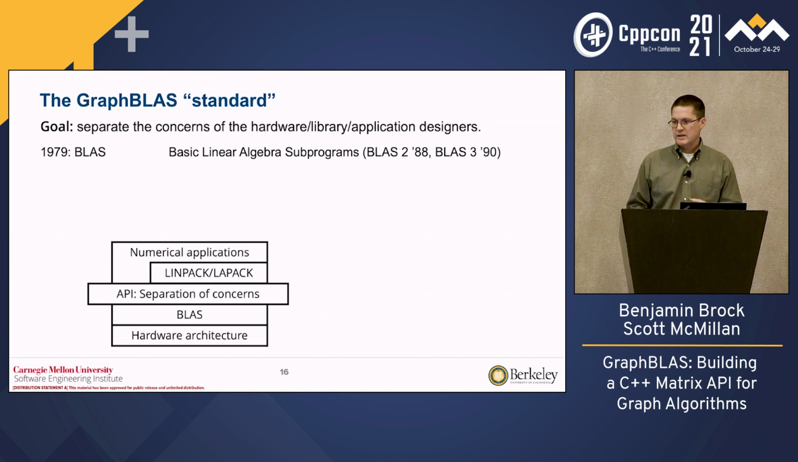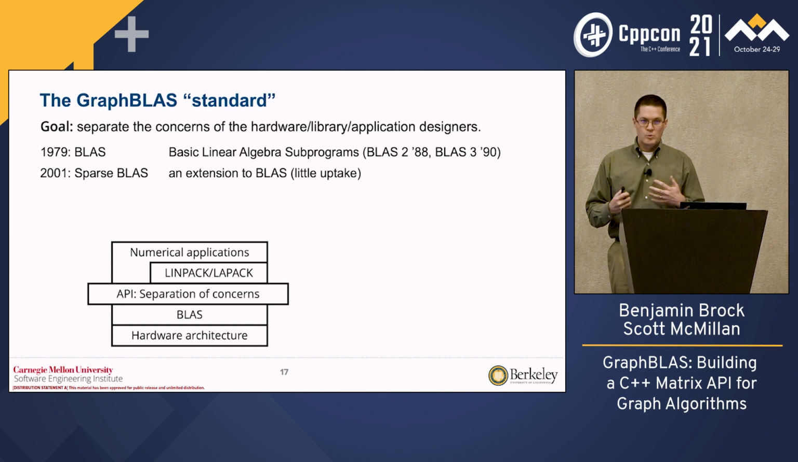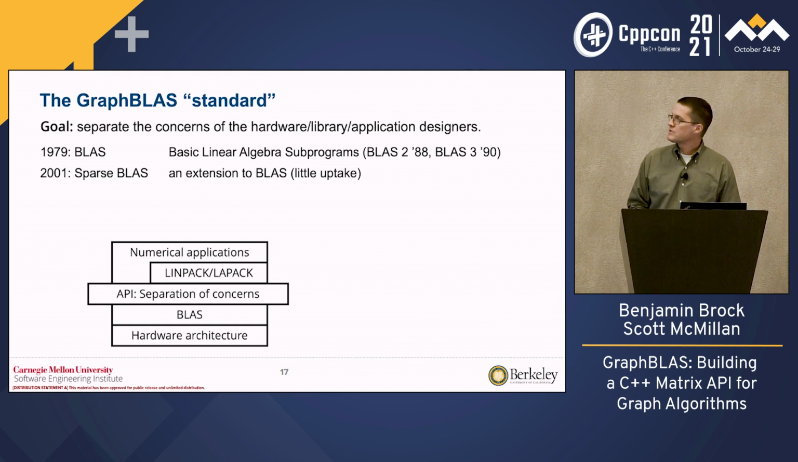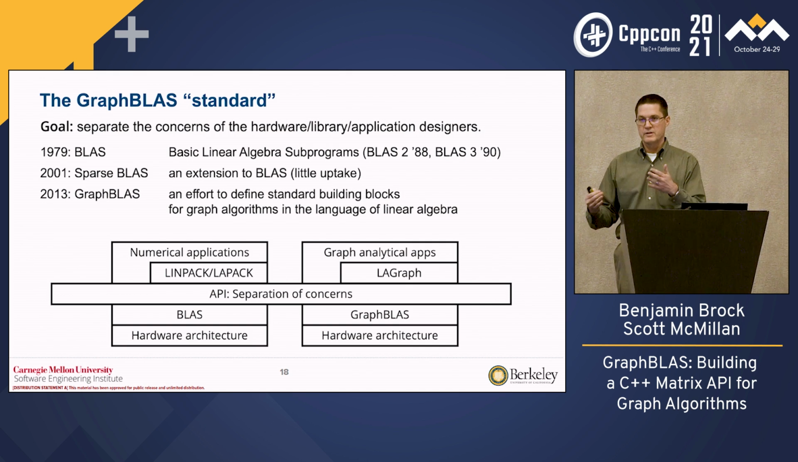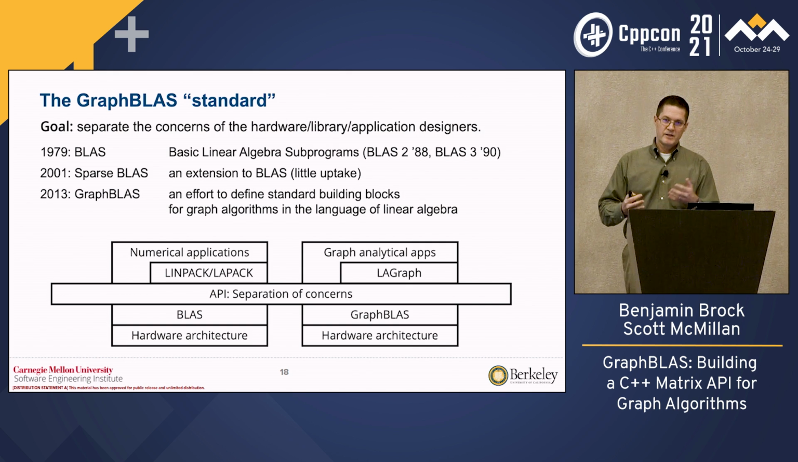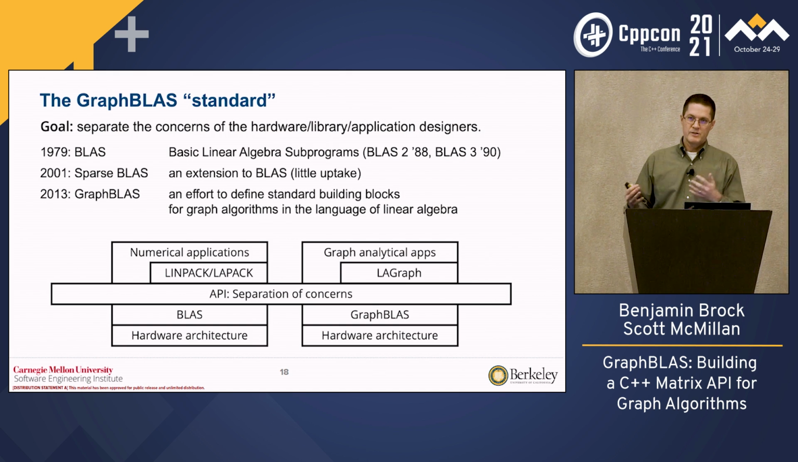That was done in the 70s with updates in the 80s and 90s for the sets of operations. We're worried about sparse matrices, and there was a sparse BLAS extension to BLAS done about 20 years ago, but there was very little uptake. It wasn't really graph focused the way GraphBLAS is now. And so in 2013, we started the work on defining the API that specifically supports graph algorithms, can separate the concerns between those who need to work on how to get sparse low-level operations to work well on hardware, and the mathematicians or the analysts who want to write applications on top of the API.